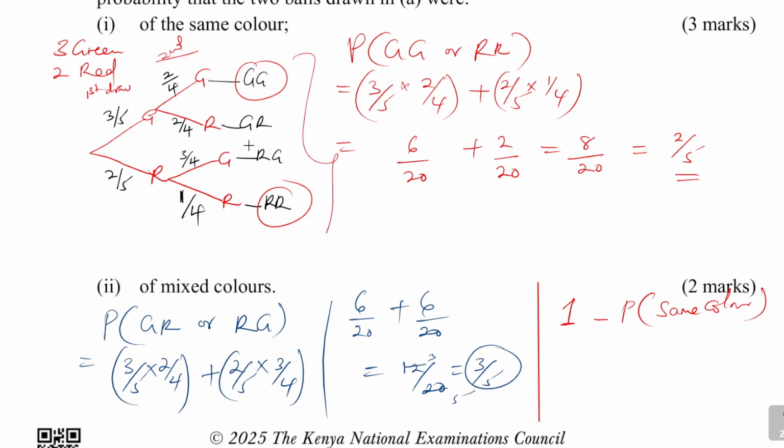You'll be left with the two mixed outcomes. So this will be 1 subtract 2 over 5, because you got the probability that they are the same color, and this will still give you 3 over 5. So this is just another easier method of working out the question. That is how we're supposed to do that.